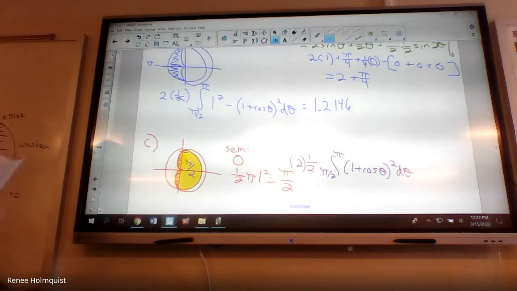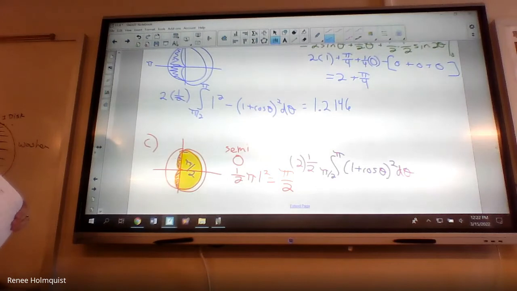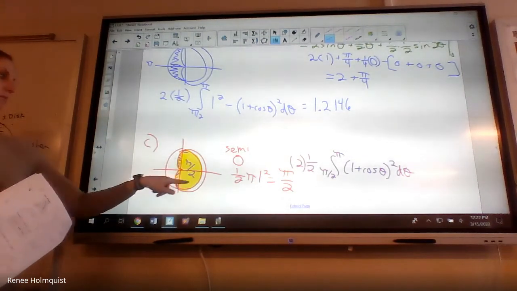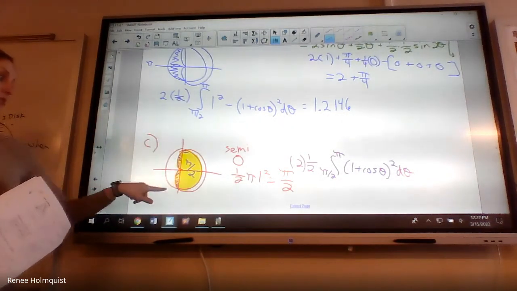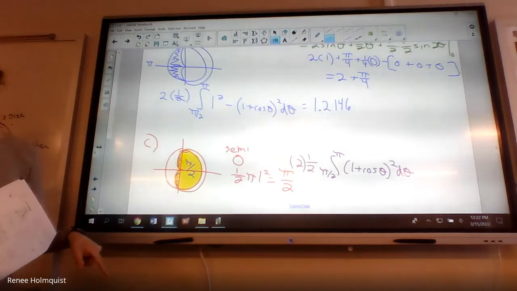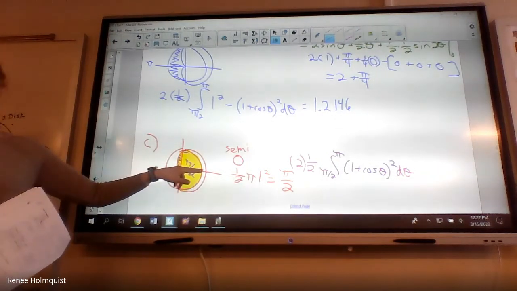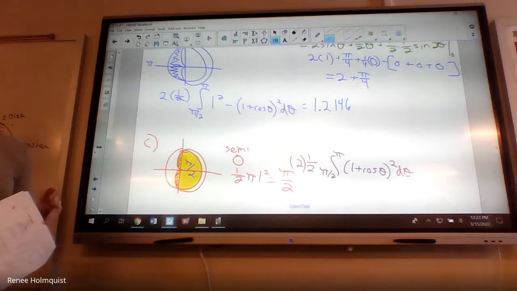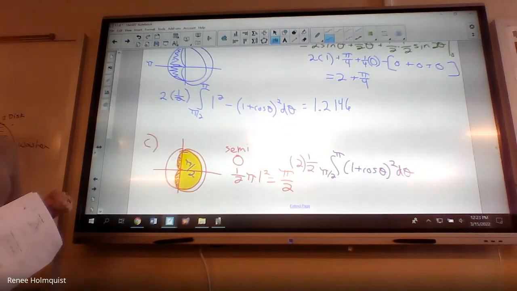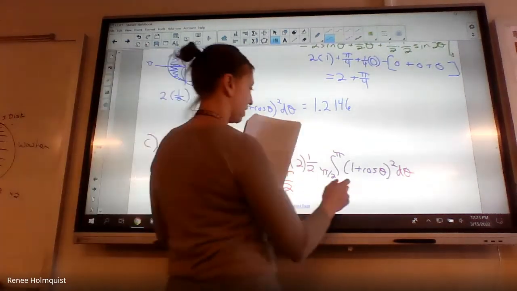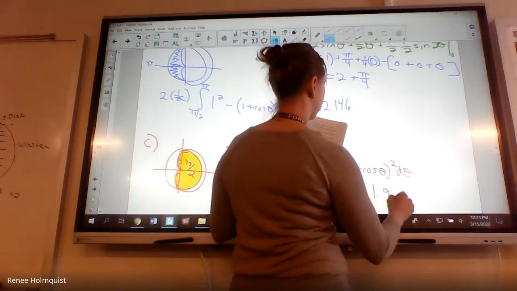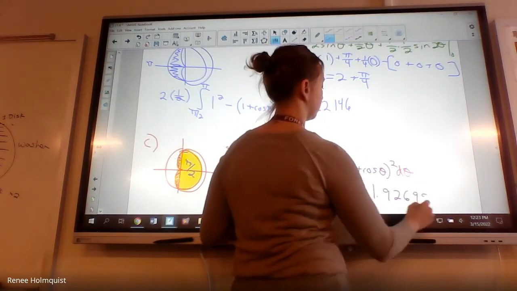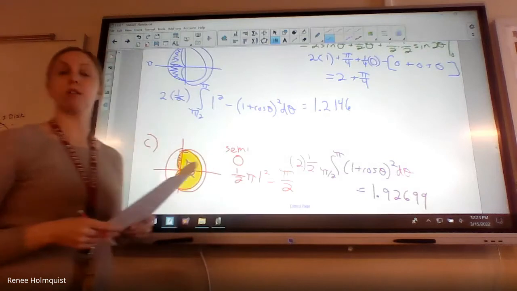Why couldn't you do 0 to pi over 2? Like the whole circle? No, the section. What's the answer? The answer is 1.92699. Boom. I got 1.92732.